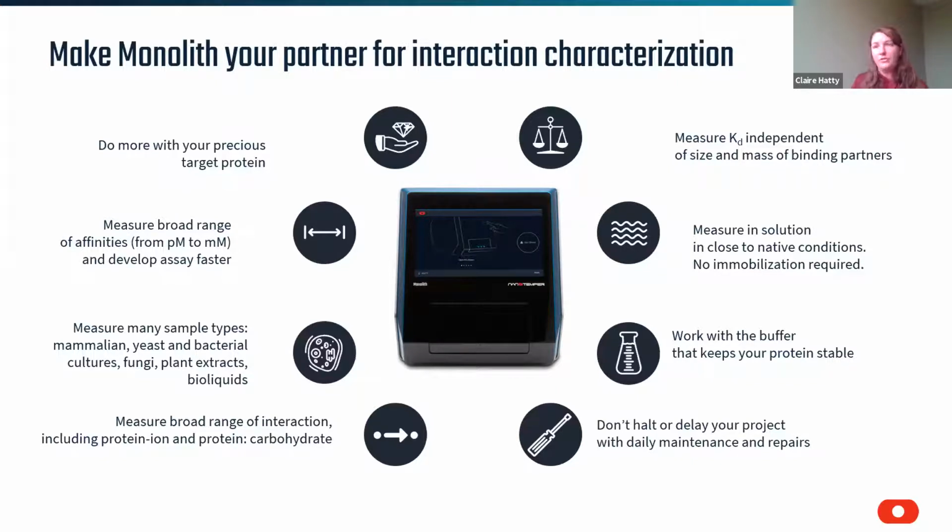You can measure a broad range of affinities, so that could be anything from picomolar to millimolar, and do fast assay development. And you can measure many different types of sample, and many different types of interactions with the same device.